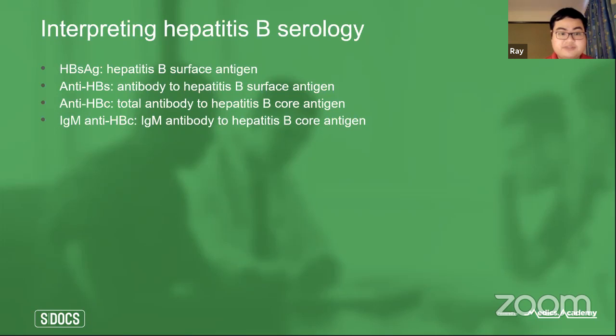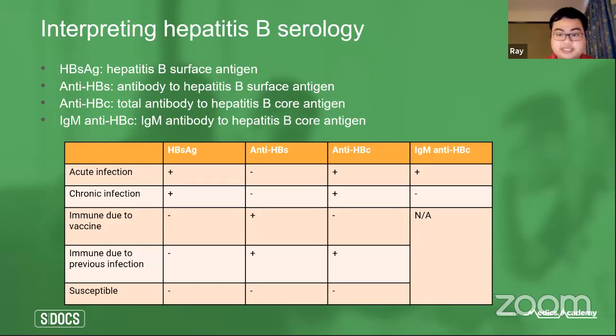Okay. We also have the antibody to the core antigen of the virus. If you have the antibody to the core antigen, it means that you're immunized. But please bear in mind that you will not have the antibody for the core antigen if you're immunized from a vaccine. And then finally, we have the IgM anti-HBc, which is the IgM antibody to the hepatitis B core antigen, which is only present in an acute infection. Now, once we have all that knowledge, we can interpret the serology itself, which I have included in this table.